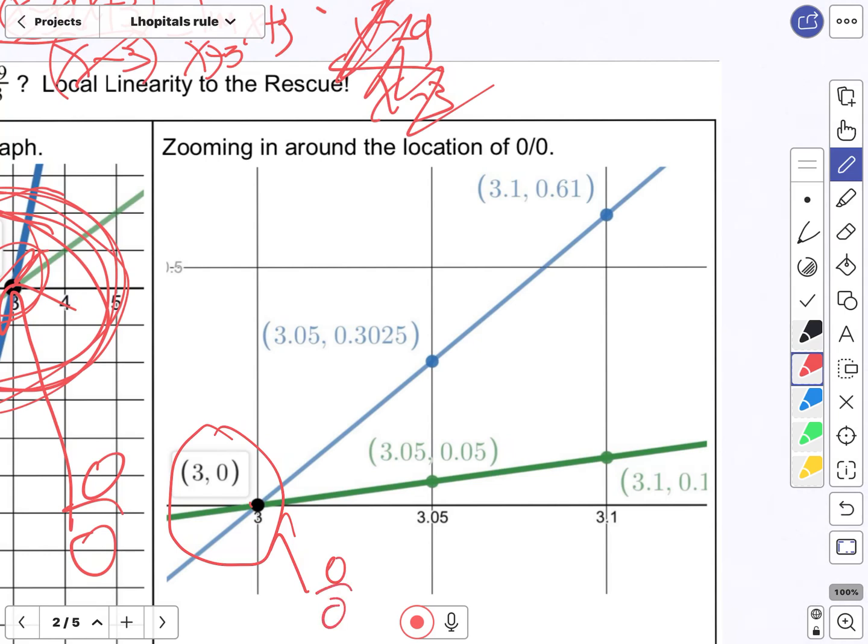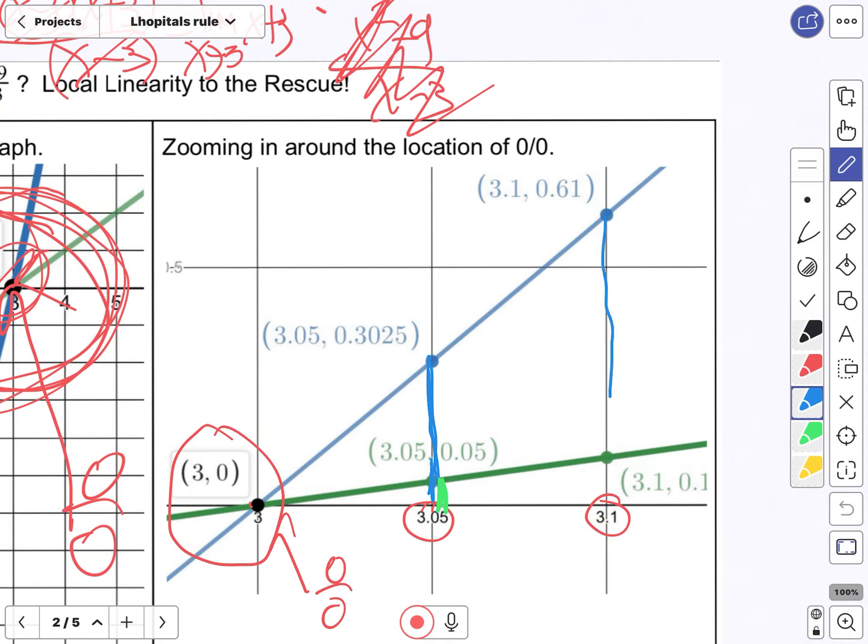If you noticed, like 3.05, 3.1, we've zoomed in pretty close to 3. Well, if I look at this, what's going to happen here? Does it look linear now, though, when I get really close? Yeah, it has that idea of local linearity, right?